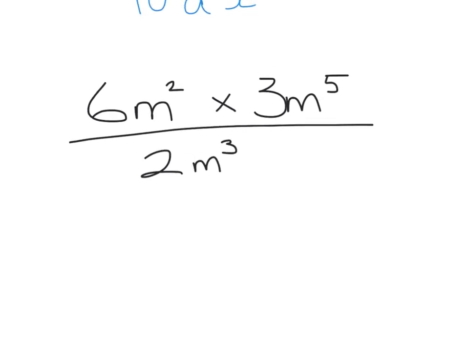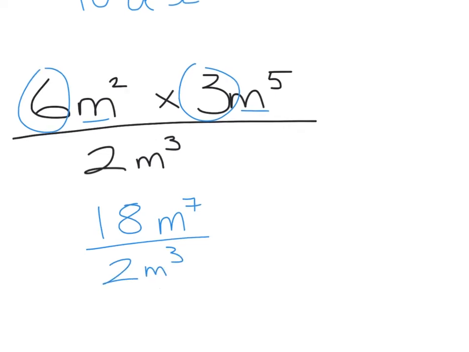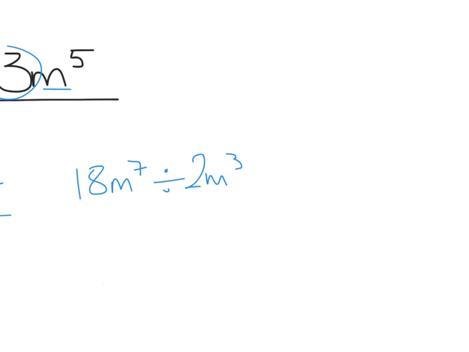Our last example here, we'll do this in 2 stages. m squared times m to the power 5 makes m to the power 7. And 6 times 3 is 18. So that's 18 over 2m cubed. That's essentially just dividing. So it's just like saying 18m to the power 7 divided by 2m cubed. m to the power 7 divided by m cubed becomes m to the power 4. And the number 18 divided by the number 2 makes 6.